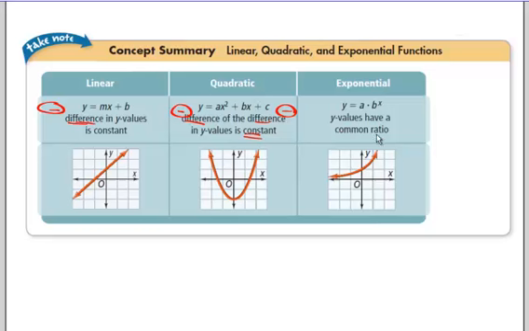And y values have a common ratio. Okay, ratio means you're taking and dividing. So x over y. Some division equals r, a common ratio every time. That'll give me exponential. So you see another example of our linear.